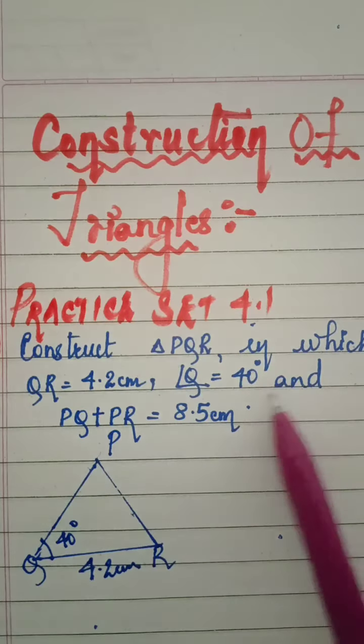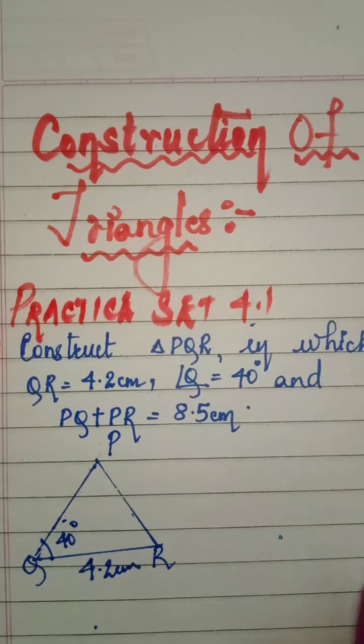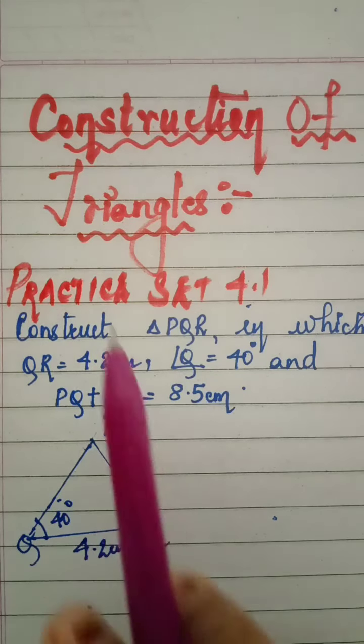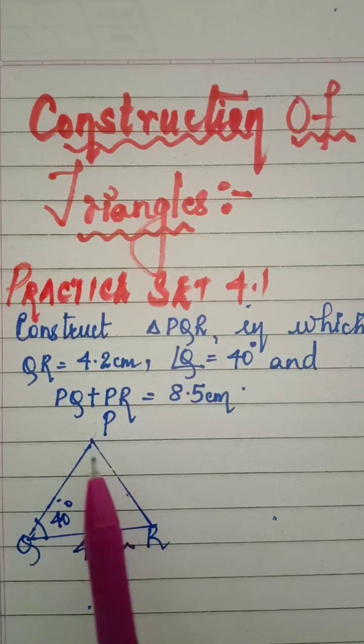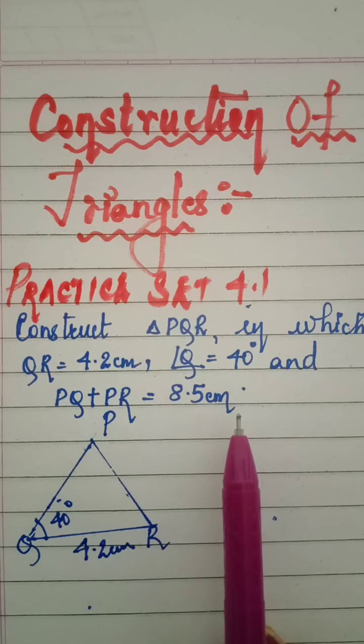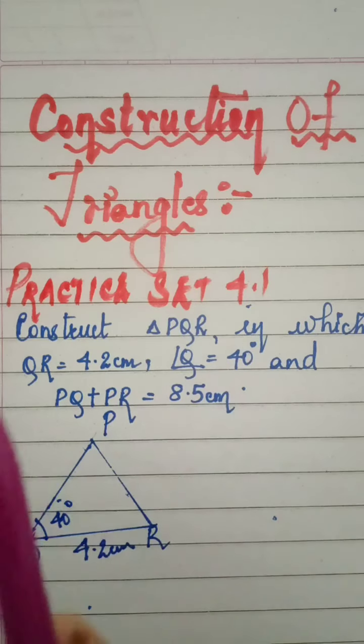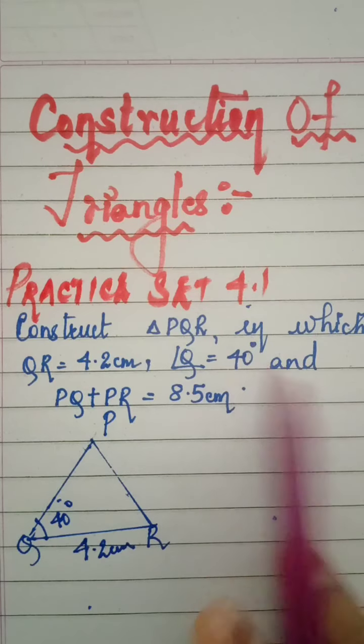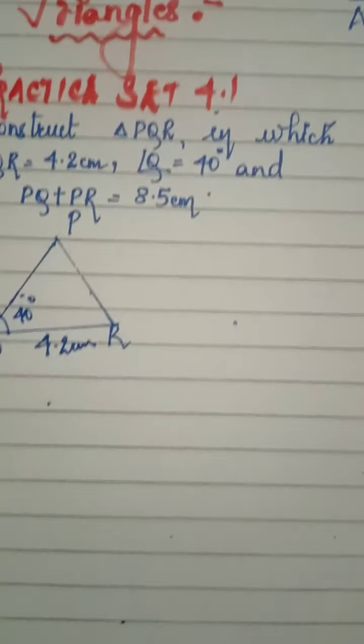The sum of the other two sides is given. Whereas individual sides we don't know. What is PQ and what is PR, we don't know. So how to construct this triangle is our first type of triangle. Understood? So you should know the type. This is the first type where one side is given and the other two sides' sum is given with an angle. One side given and other two sides sum with an angle. Okay. So let us construct the triangle.